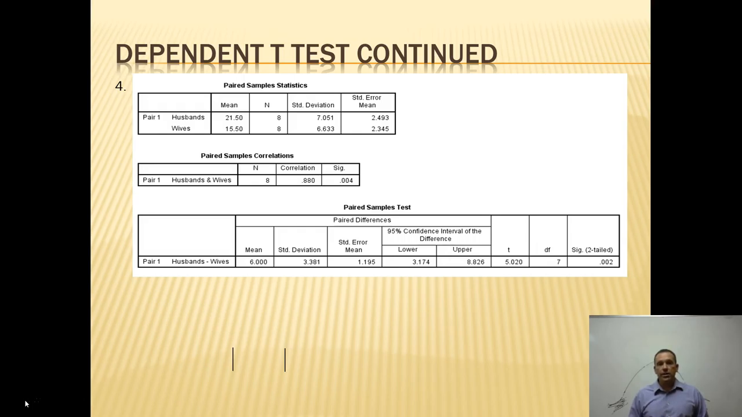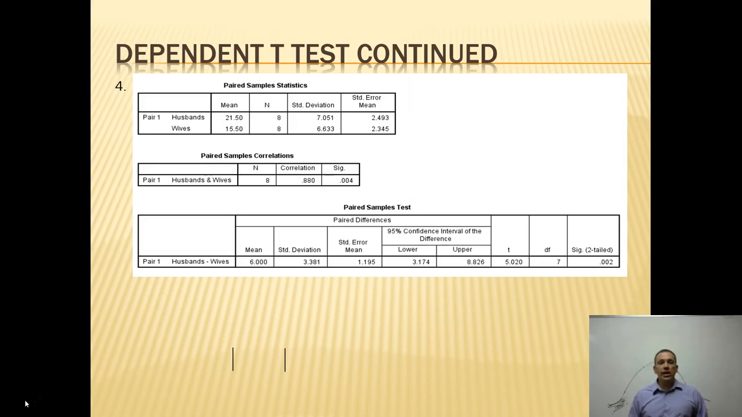We can also see the standard deviations for both the husbands and the wives, okay? You can go on down. There's that paired sample correlation, which we're not going to worry about at this point, so you can skip over that and go to the third box. And this is where our important information is. And you'll notice that it provides the pair.